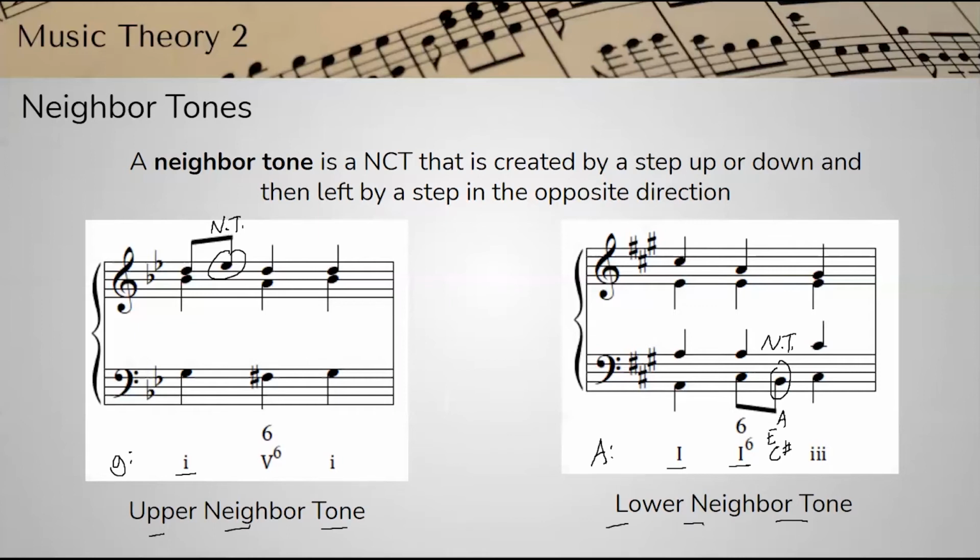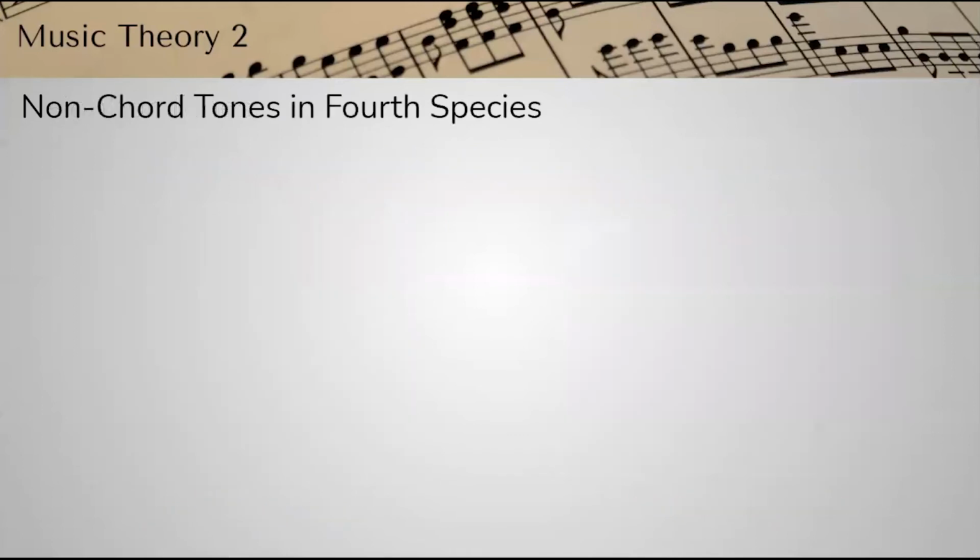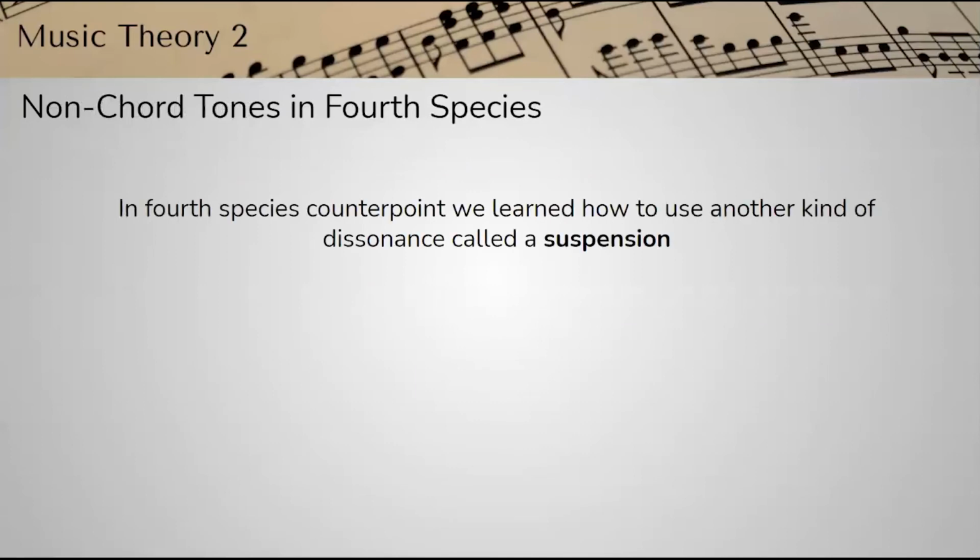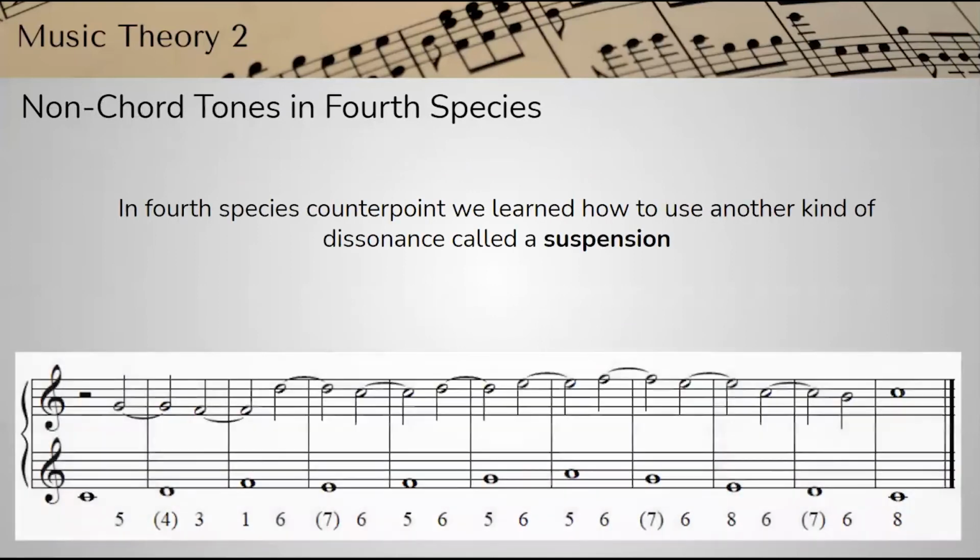Now, we talked about another kind of dissonance when we were doing our species counterpoint, and that was in the 4th species. In the 4th species, we learned how to use dissonances called suspensions. Remember, these were things that we held over from a previous harmony so that they would become dissonances in the next bar, right? So that's an example there where this interval starts off as a perfect fifth in the first bar, which is consonant, but when the lower voice moves up to a D, it becomes a perfect fourth, which is a dissonance. And then that needs to resolve down to a consonance.